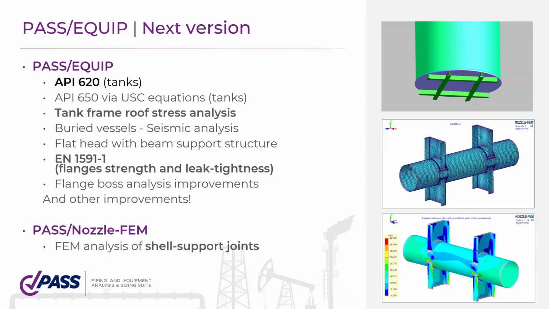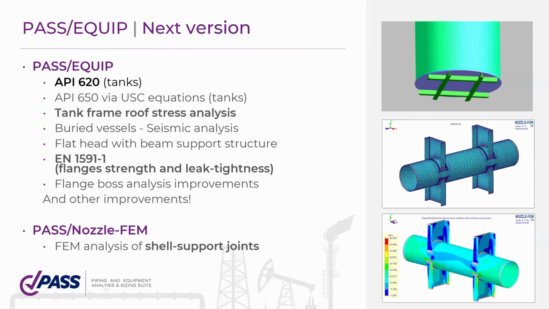in the imperial equation. And for time frame roof, we are hoping to have stress analysis, not buckling maybe yet, but stress analysis inside our program. We will add a seismic analysis of underground vessels. We're also going to add flat heads with beam support structure, like on this picture. And we will add special analysis, more precise, according to the EN standard 1591 for flange strength and leak tightness. And some other flange improvements like flange boss analysis and so on, and many other improvements.